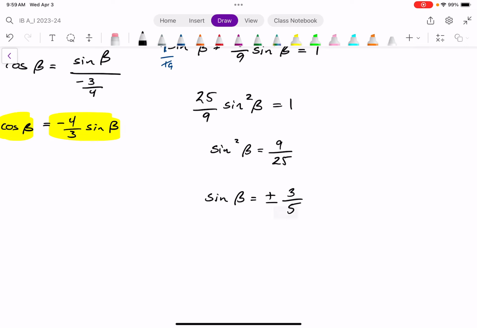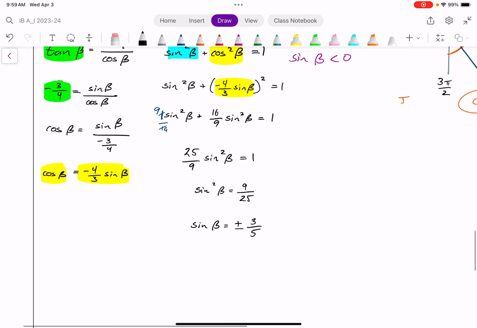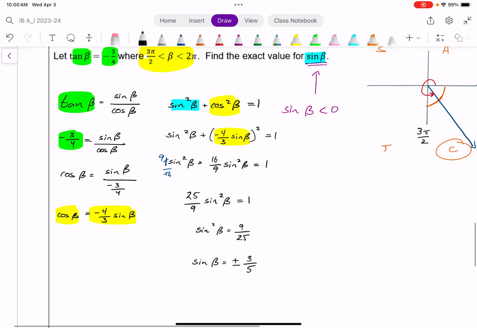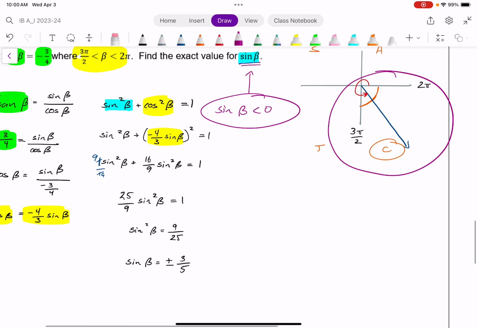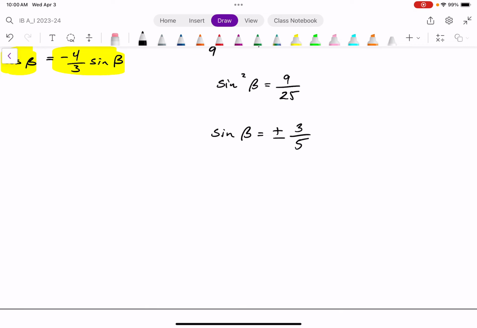And all that's left, because right now I have two possibilities, but remember a long, long time ago, I realized that my answer must be a negative number because we're looking in this fourth quadrant, and cosine is the only positive function in that quadrant, which means I now know my answer. I can say, therefore, that's a weird looking sign. Therefore, the sine of beta must equal just the negative 3/5.